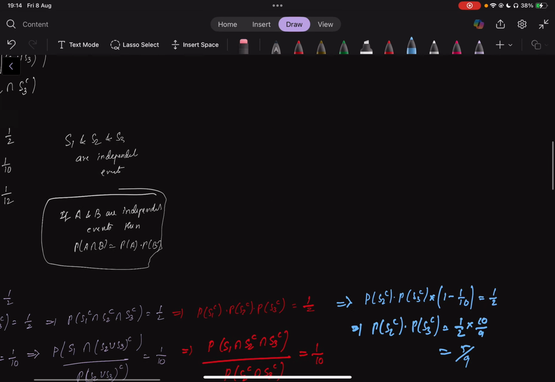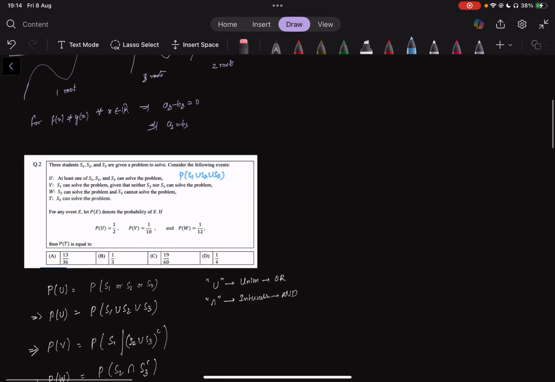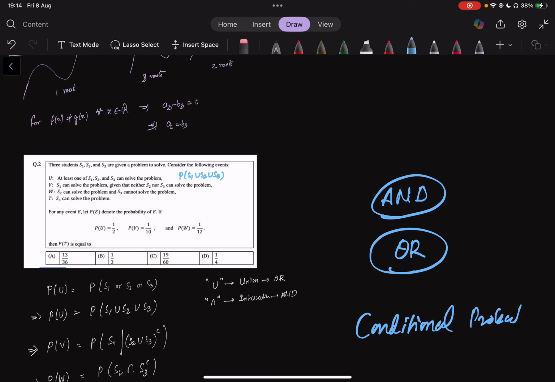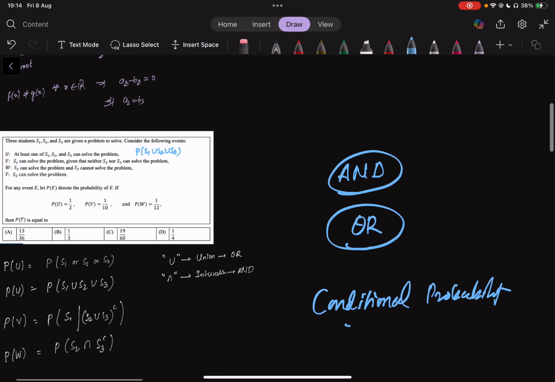So the key concepts in this particular problem are understanding the AND condition and the OR condition, understanding conditional probability, and understanding complementary events.